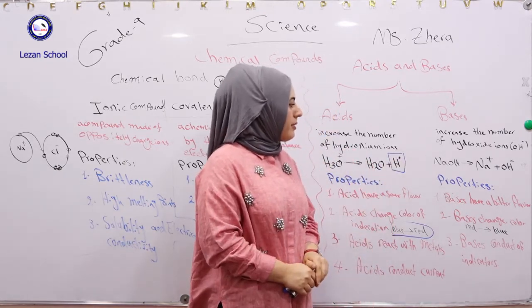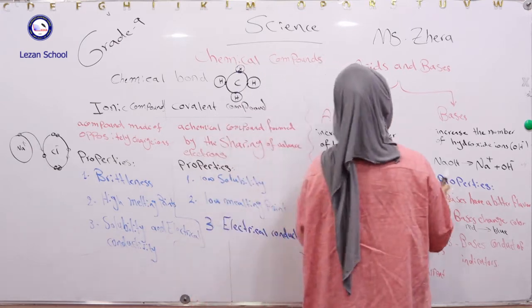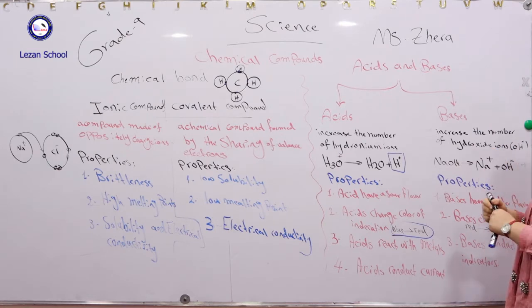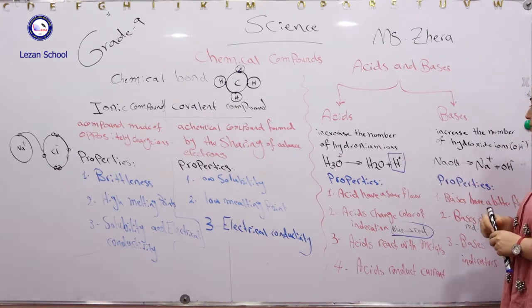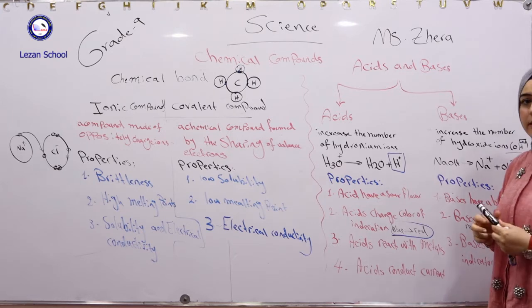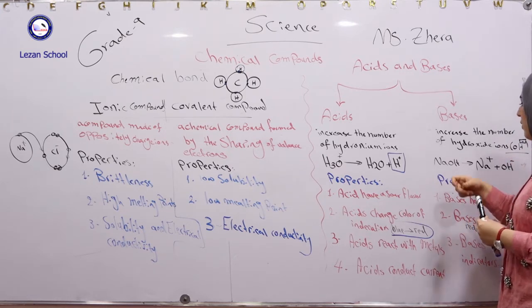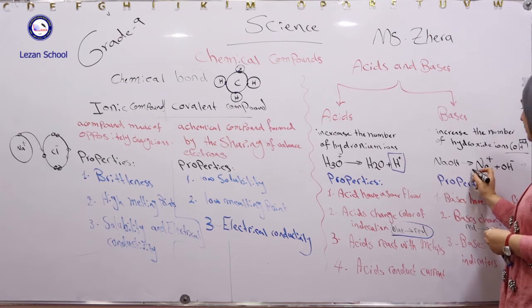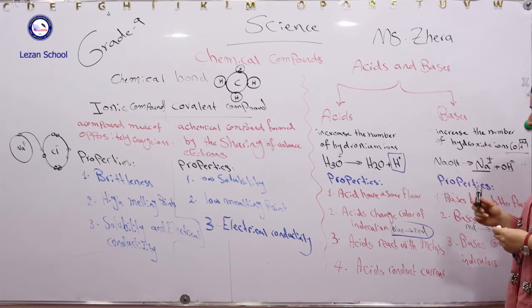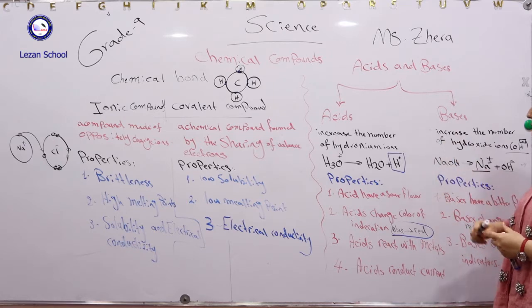We will go on to talk about the base. Before starting the properties, I will explain what a base is. A base increases the number of hydroxide ions, OH. Here we have hydrogen ions, but here hydroxide ions, OH. The symbol is OH minus. So NaOH, when separated, produces Na positive with OH minus. This is the reaction, a chemical equation, talking about the base. We have some properties.